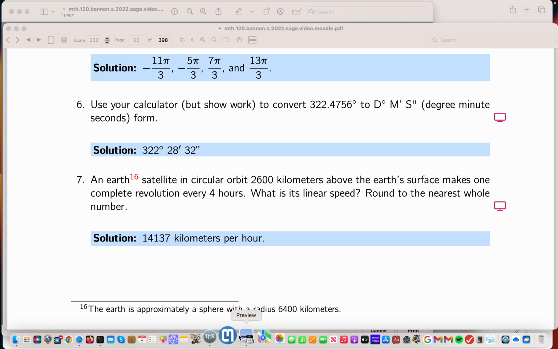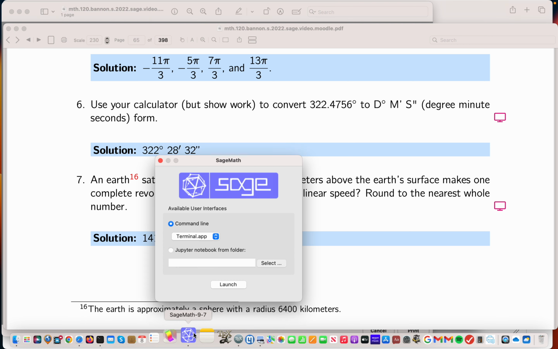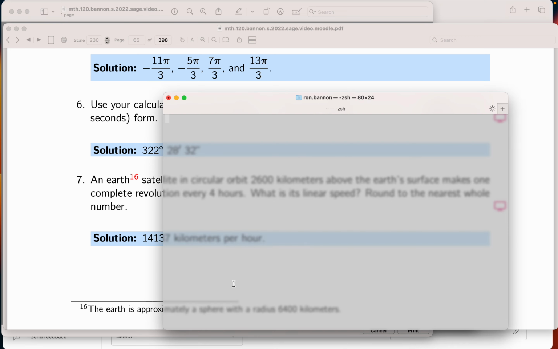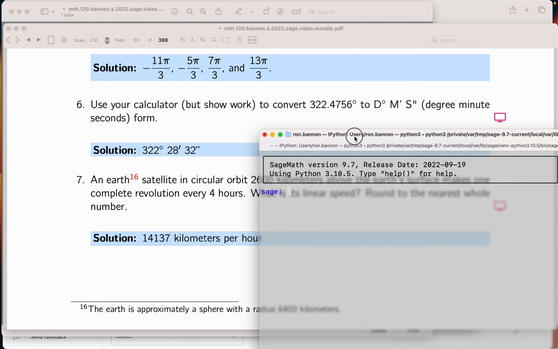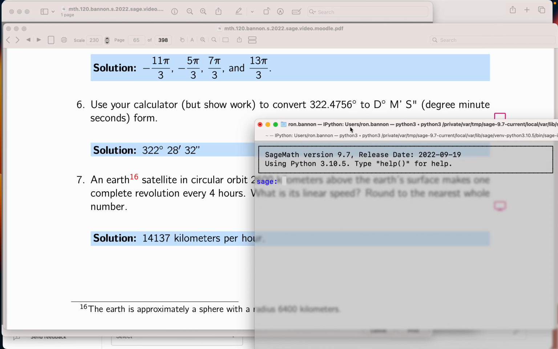And Sage is a calculator, and you should get used to using a calculator to compute some numbers, all right? So I'm going to launch it from the terminal. And we'll go through it one step at a time, as if I was using a handheld calculator. So the first thing I want to do is take the number, let me write down a zero, 0.4756, all right? And I want to convert that, which is a degree measure, to the minutes.